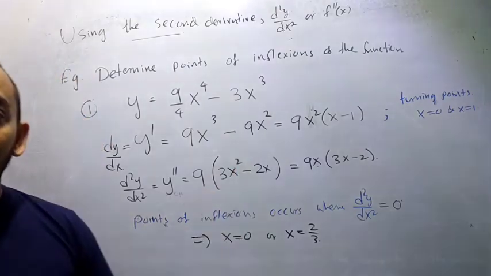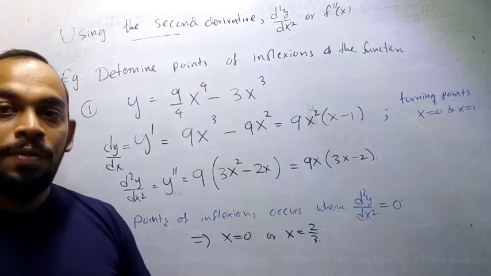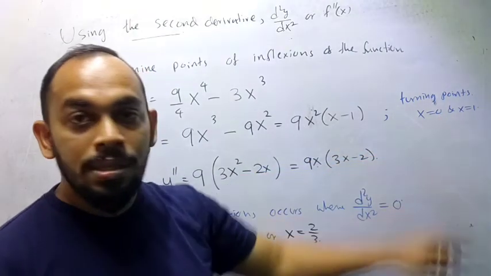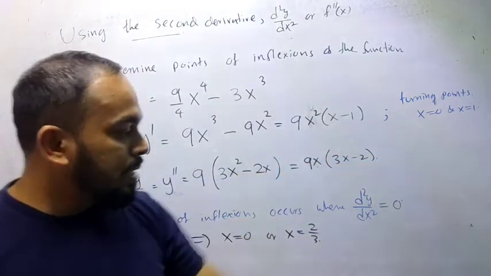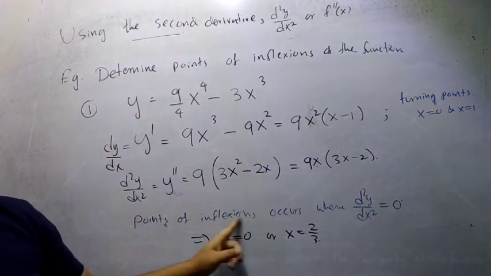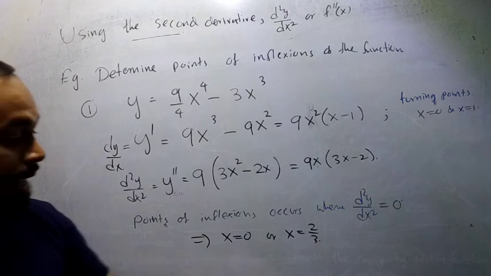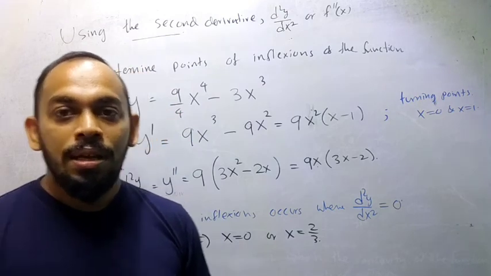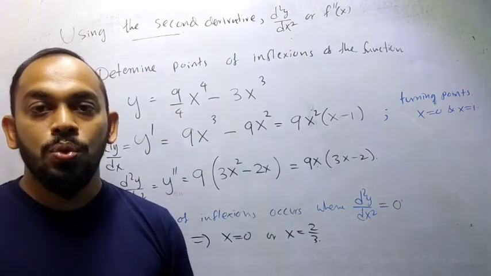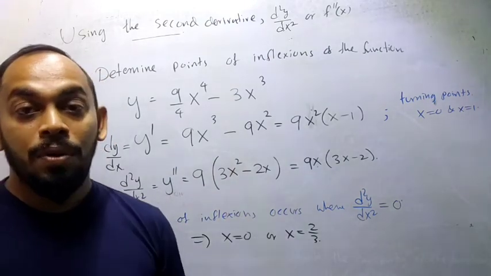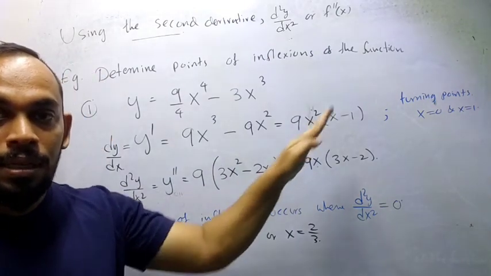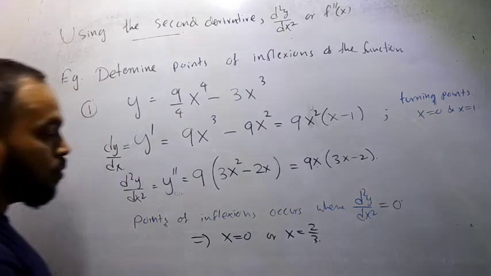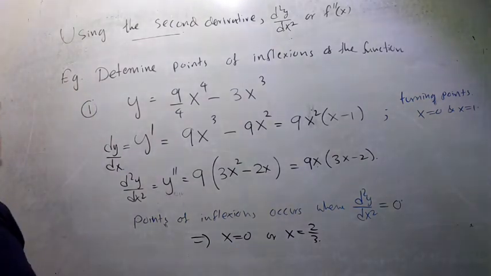Now let's see what x values appeared in the first derivative test. You can see x equals 0 is there. So x equals 0 is actually a point of inflection. In this case, you can see it also appears here, but x equals 2 by 3 does not appear there, right? Because the first derivative test fails to determine the second type of inflection, where dy by dx is not equal to 0. So x equals 0 and x equals 2 by 3 are the x coordinates of the points of inflection.